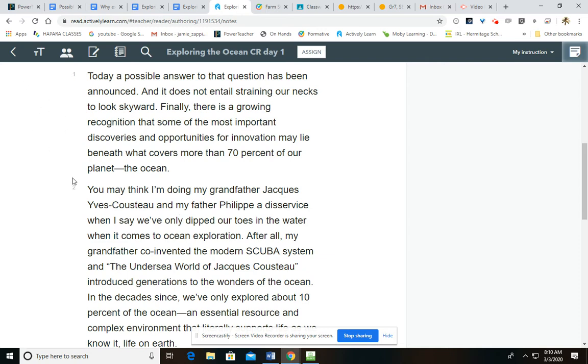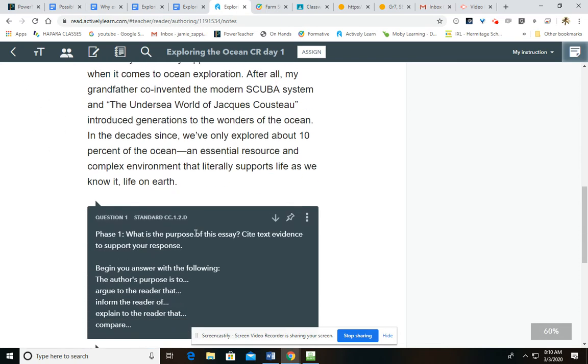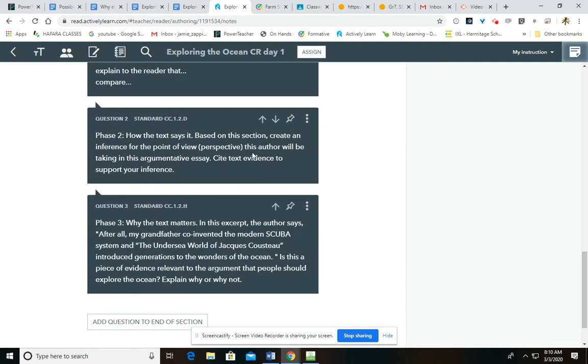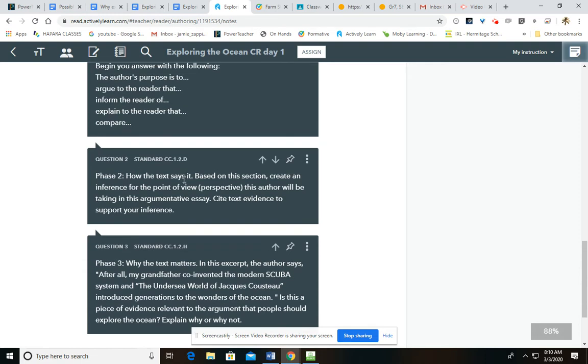As we go into phase 2 of the reading, which is for how the text says it, we're going to look at how the text uses perspective or point of view within the piece. So I want you to reread the text and think about creating an inference for the perspective of Philippe Cousteau, the author. What is his perspective within this essay based on what I've given you in this section?